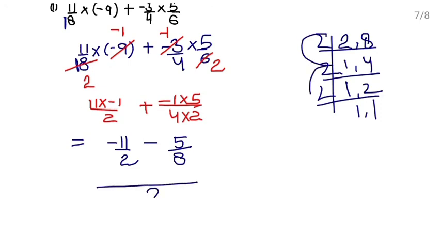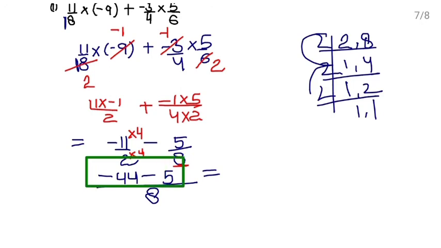So LCM is 8. Now you want to make it 8. So with which number you will multiply it? 2 4s are 8. So multiply this numerator also by 4. This is already 8. So no need to multiply with any number. So what it becomes? 11 4s are 44 of minus sign minus 5. Sign of both the numerators are same. So these will be added. 44 plus 5 is 49. And sign will be of greater numeral, which is minus upon 8. So this is your answer.